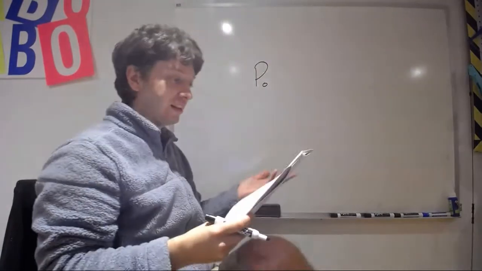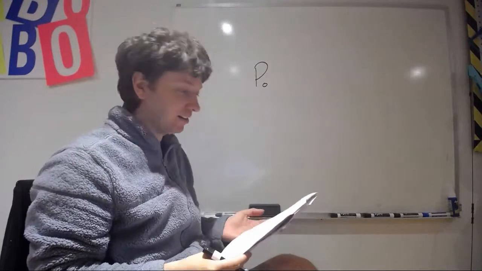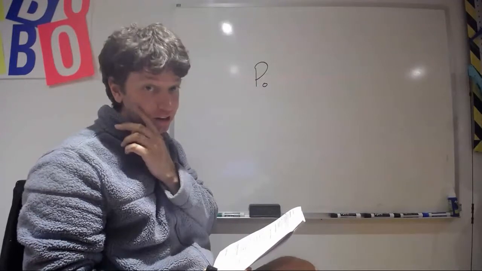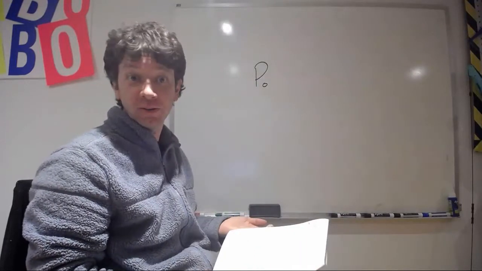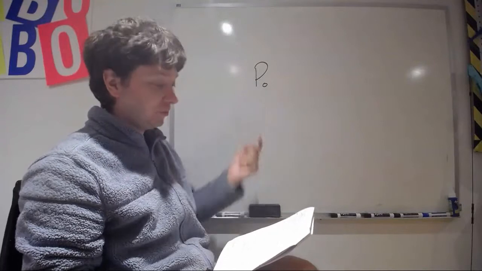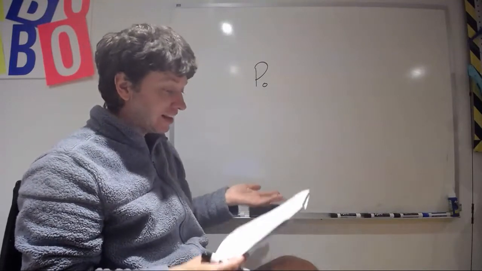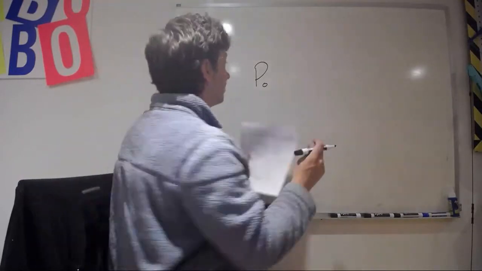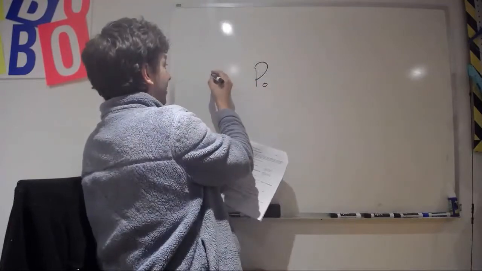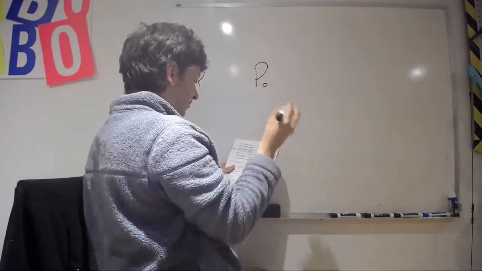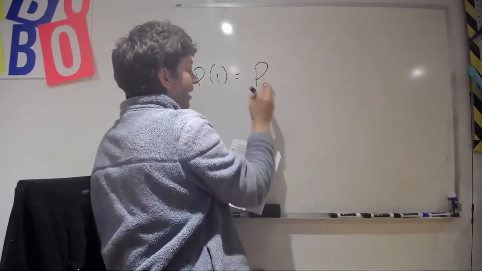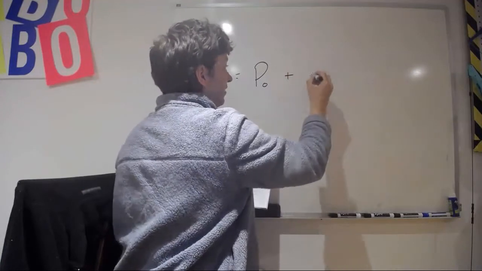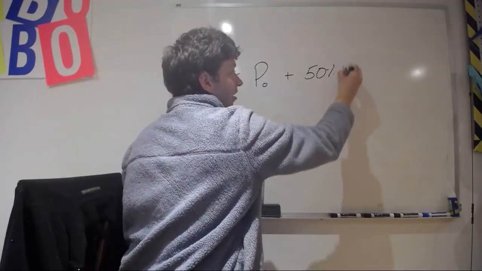P will stand for population of bacteria, and naught is the symbol. It looks like a 0, but it's pronounced naught. Naught is the symbol to represent an initial amount. So that's our initial population of bacteria. Then after 1 day, it increases by 50%. So how could I write this? So the total number, let's say P after 1 day, we have what we started off with plus 50% of that, say 50% of P naught.